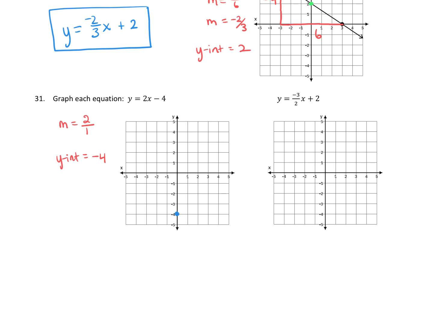Then from there, we do our slope of 2/1. So this is the rise 2. That means we're going to go up because it's positive, and we always run to the right. So if we're here on the y-intercept, we're going to rise 2, run to the right 1, and put a point. Up 2 to the right 1, up 2 to the right 1. So I'll go ahead and fill in those points.